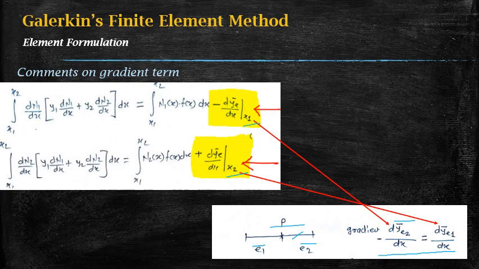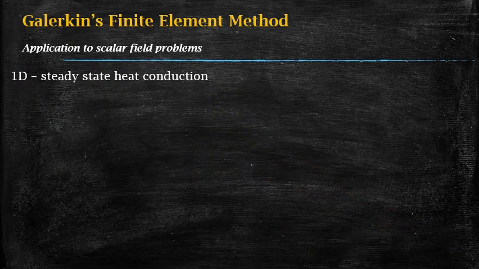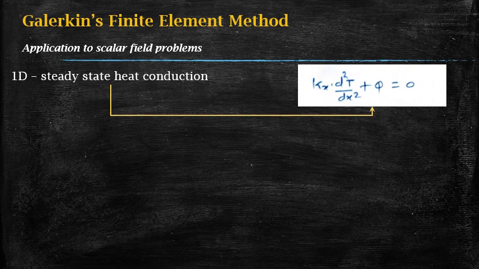Now consider a field problem of one-dimensional steady-state heat conduction. The governing differential equation for the same is Kx, that is thermal conductivity, into d2T by dx square plus Q is equal to 0. Here Q is internal heat generation expressed in terms of heat generated per unit volume. So it is in either watt per meter cube or watt per mm cube, whatever the system of units will be.